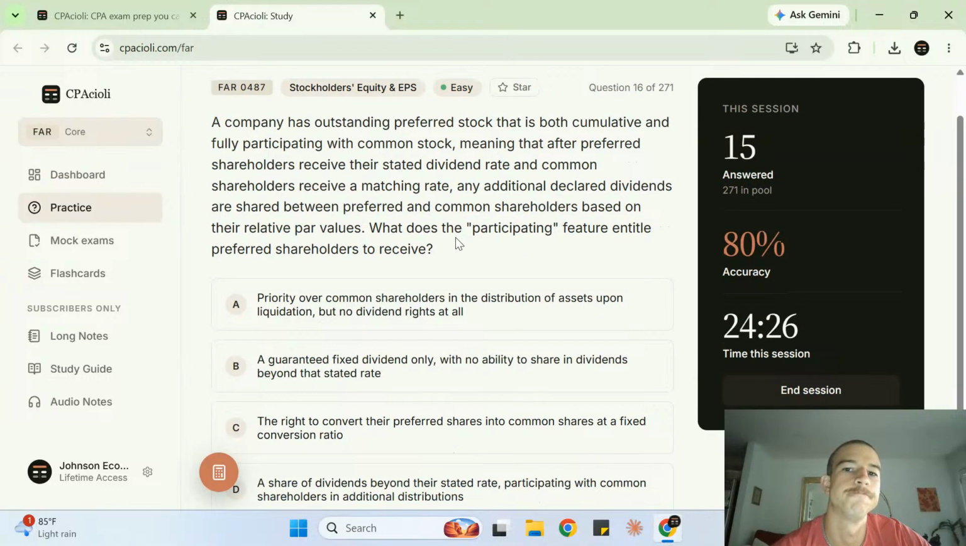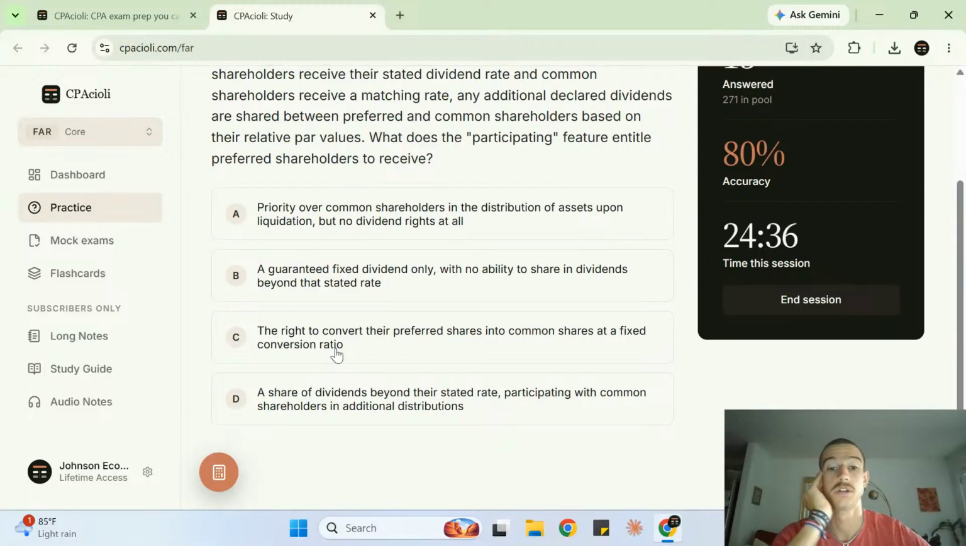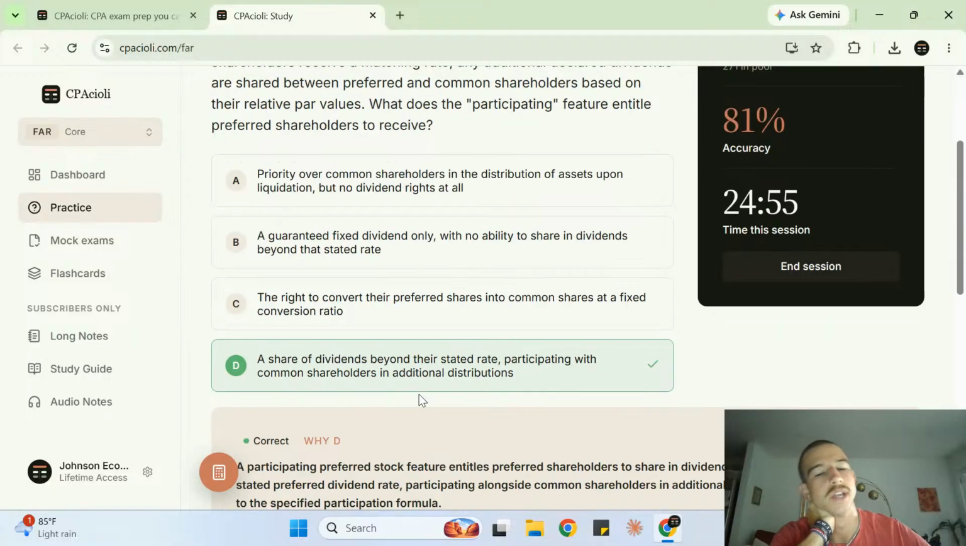Participating. Let's see. I think it's D. Nice.